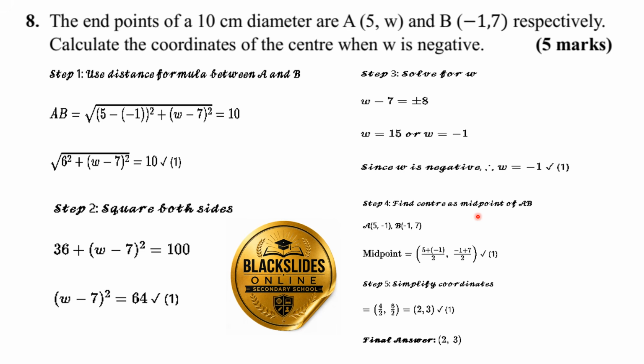Therefore, for the center, find the midpoint. The endpoints of the 10 centimeter diameter are these, respectively. Calculate the coordinates of the center when W is negative. That means we need to find the coordinates of the center. So the coordinate at the center, or the midpoint, will be 5, W, and -1, 7. So applying the midpoint formula will give us 5 plus -1 divided by 2, -1 plus 7 divided by 2. Simplifying this will give us the coordinates shown here, 2, 3.